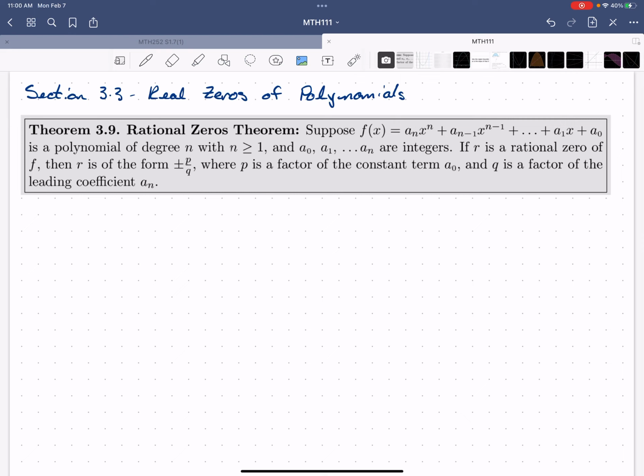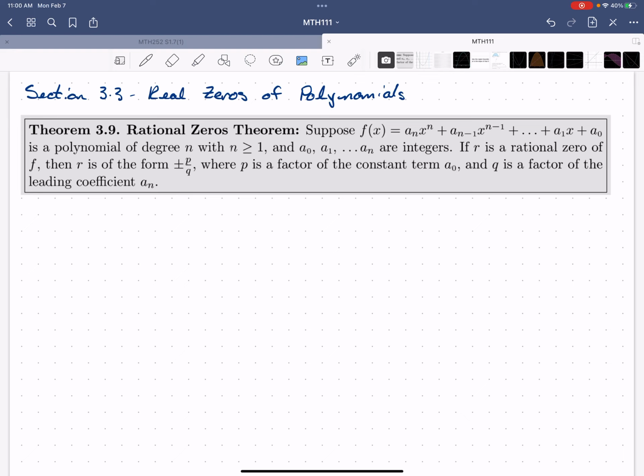We're going to continue on with our study of polynomials and specifically the zeros of polynomials. And in this video, we're going to talk about a technique that will allow us to generate the list of all possible rational zeros of a polynomial. Now remember what rational numbers are. Rational numbers are numbers that can be expressed as a fraction.